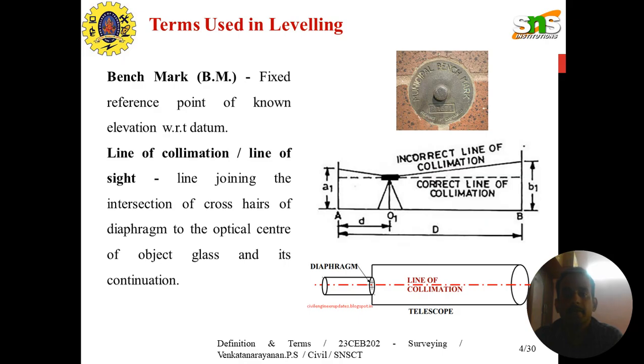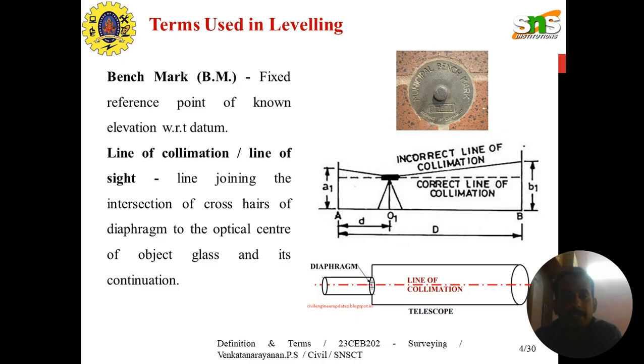Next is benchmark. Benchmark is the fixed reference point of known elevation with respect to datum. So benchmark is a fixed reference point. In calculation, we will be adopting the reduced level of benchmark as 100 meters in case of various civil engineering projects such as roadworks. So in simple survey calculations involving leveling, we will be considering benchmark as 100 meters. That is, the reduced level of the ground surface is considered to be 100 meters instead of 0.